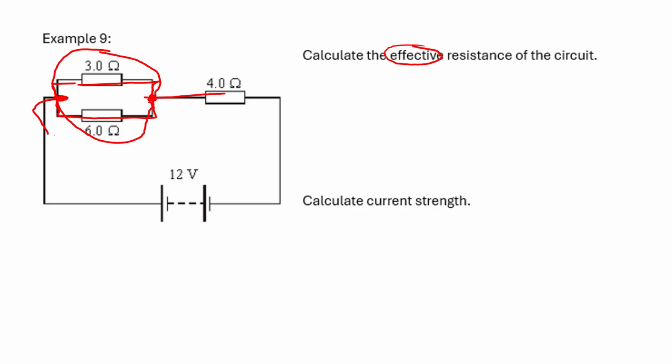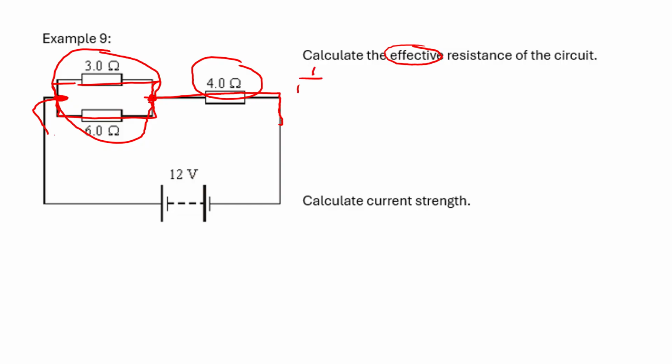But then as we go through the 4 ohm resistor, it is in series. And we know that when something's in series, we just add them together. So I can't do one calculation. I can't say 3, 6, and 4. I've got to treat them separately. I've got to treat the parallel section separately and the series section separately. So what I always advise is to do this parallel part first.